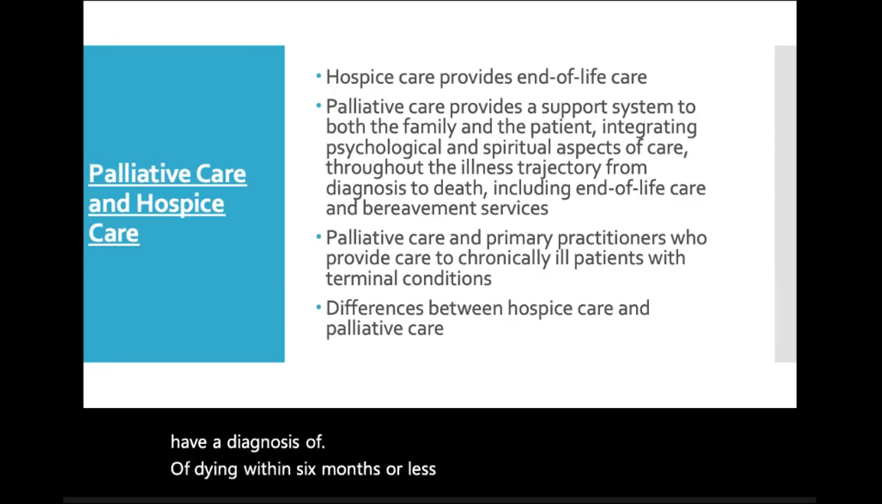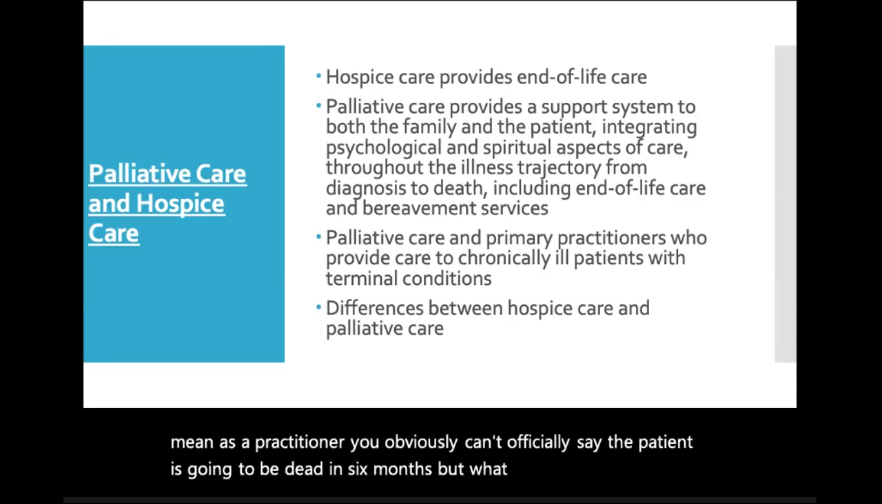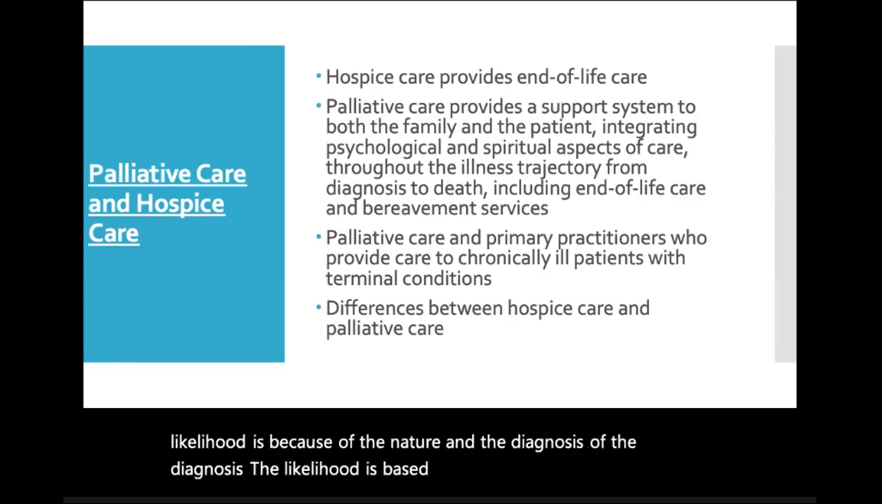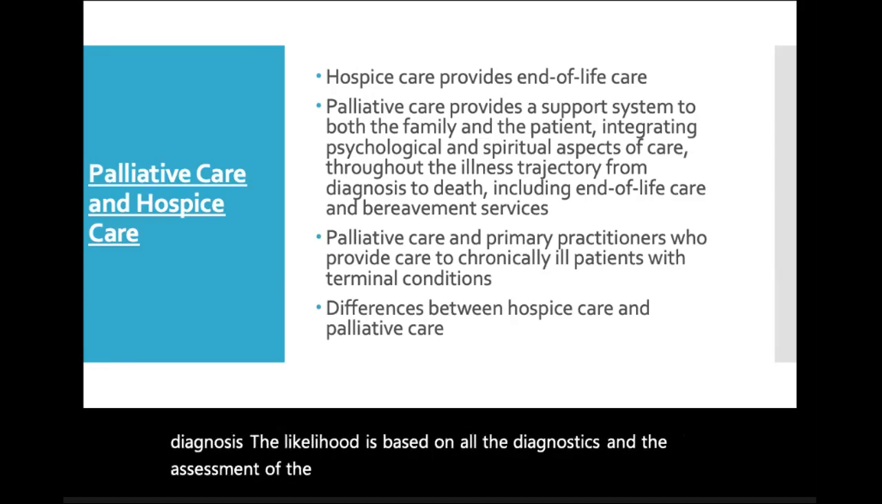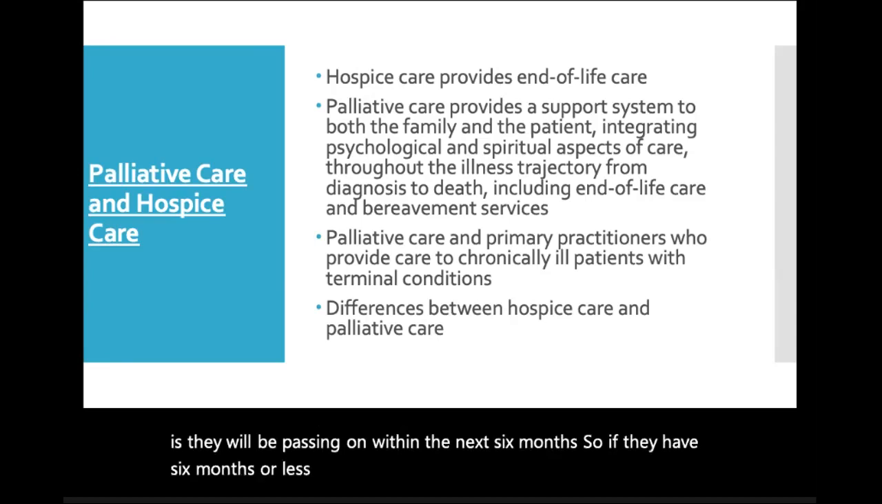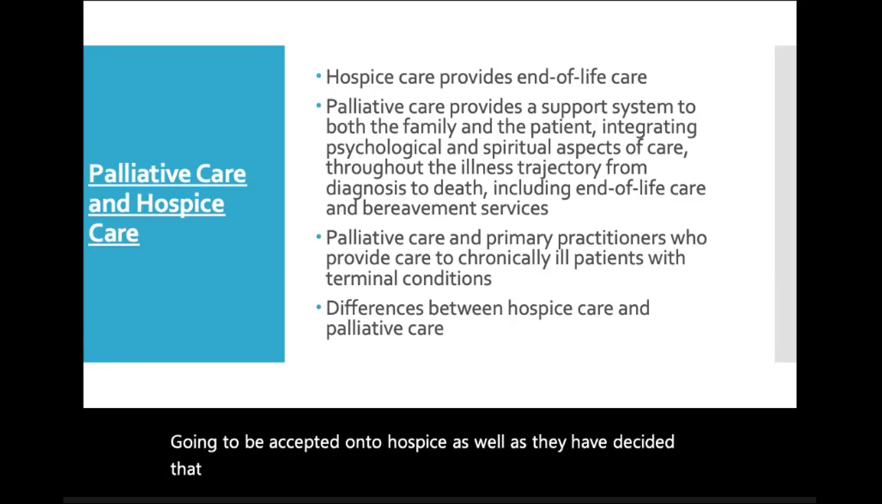The likelihood is they will die. I mean, as a practitioner, you obviously can't officially say the patient's going to be dead in 6 months, but what you're saying is that the likelihood is, because of the nature of the diagnoses, based on all the diagnostics and the assessment of the patient, that they will be passing on within the next 6 months. So if they have 6 months or less to live, then they're likely going to be accepted onto hospice, as well as they have decided that they're no longer going to be doing anything active to keep themselves alive.